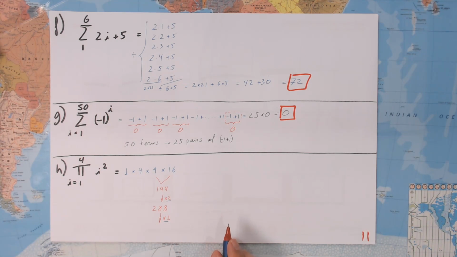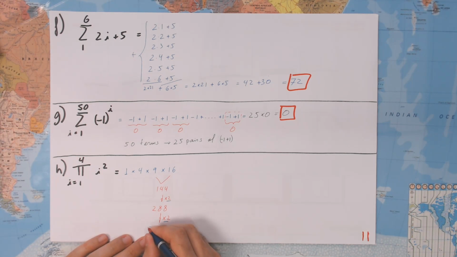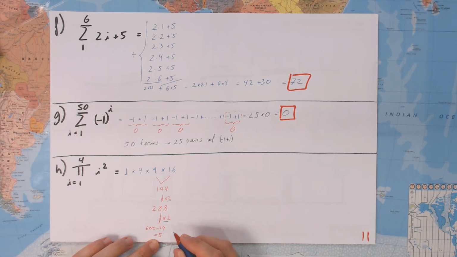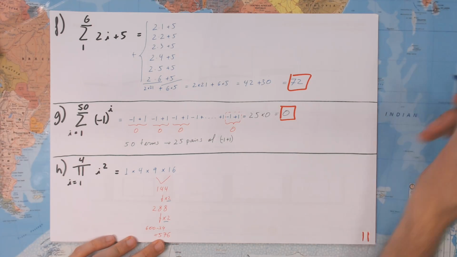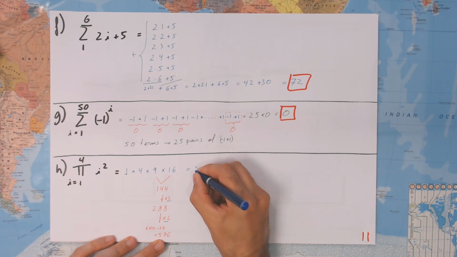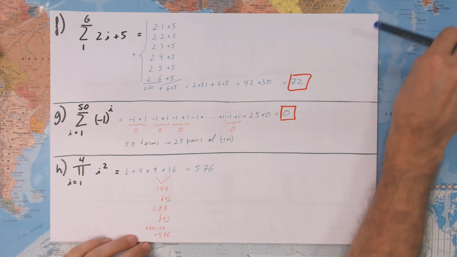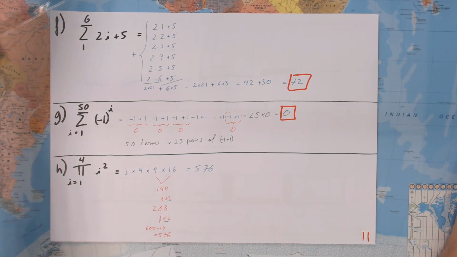288 times 2. Well, this is 600 minus 24, right? Let me write here. 600 minus 24, and this is just 576. Okay, so the answer is 576.